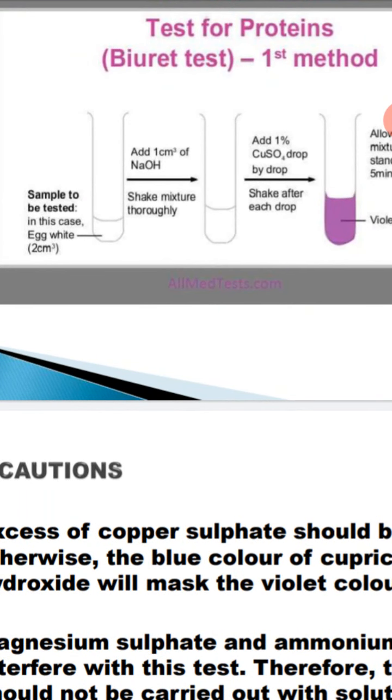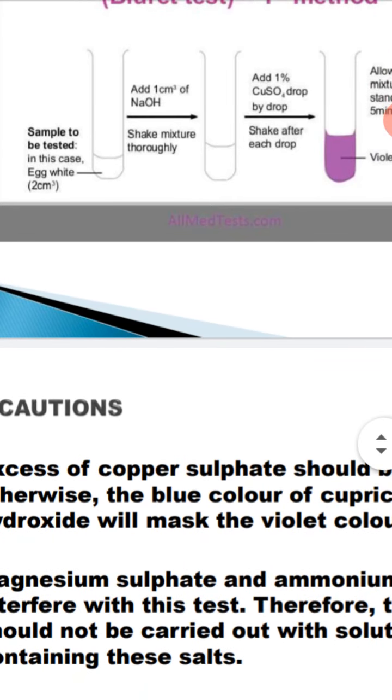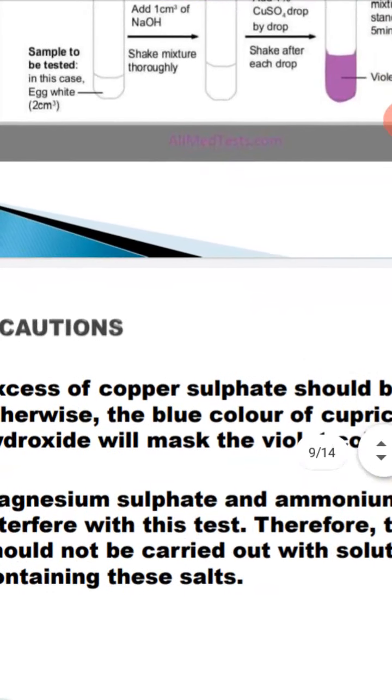Now we have some precautions we have to take when doing the experiment. First, you should avoid excess use of copper sulfate solution. We should always put the copper sulfate solution in drop by drop. Otherwise, if you put in an excess amount, then what happens? The violet color is suppressed and the solution becomes wholly blue due to the presence of cupric oxide. Cupric oxide will mask the effect of the violet color.